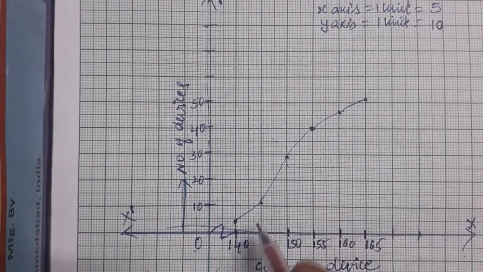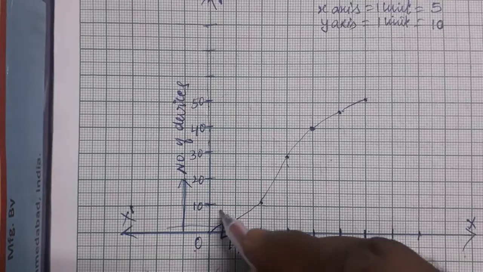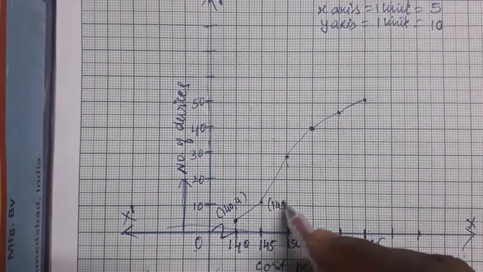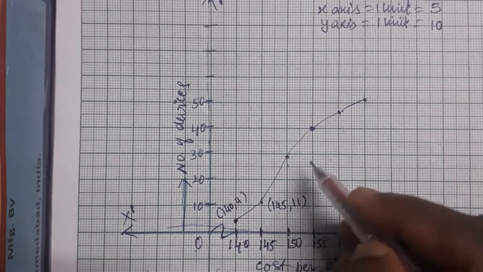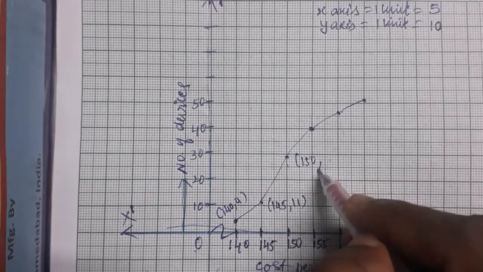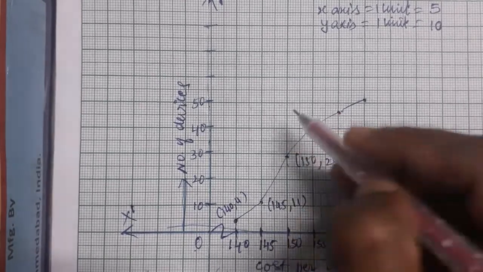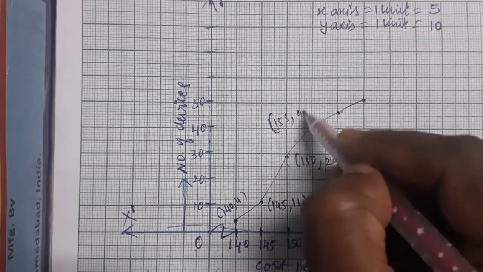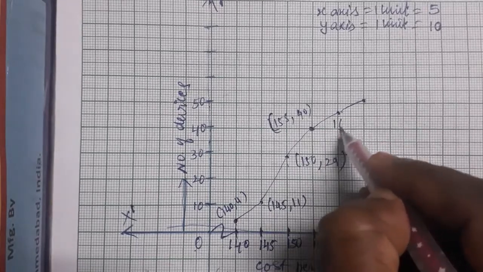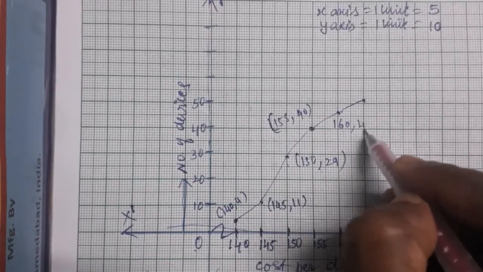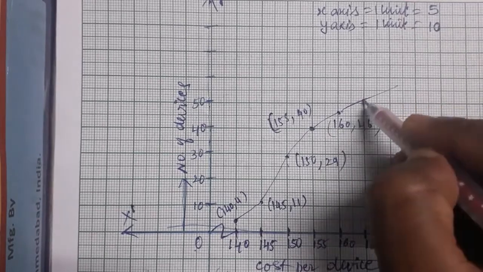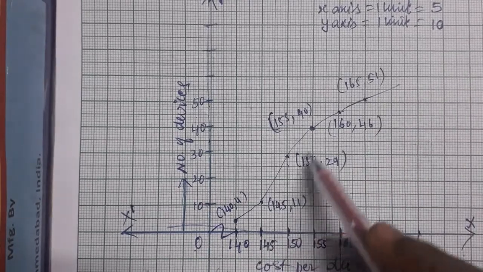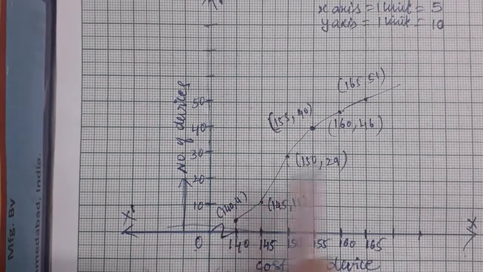So what I should do? Write all the coordinates. For 140 it is 4. Next, for 145 it is 11. Next, for 150 it is 29. Next, for 155 it is 40. Next, for 160 it is 46. Last, for 165 it is 51. So each and every point's coordinates are written and your ogive is ready.